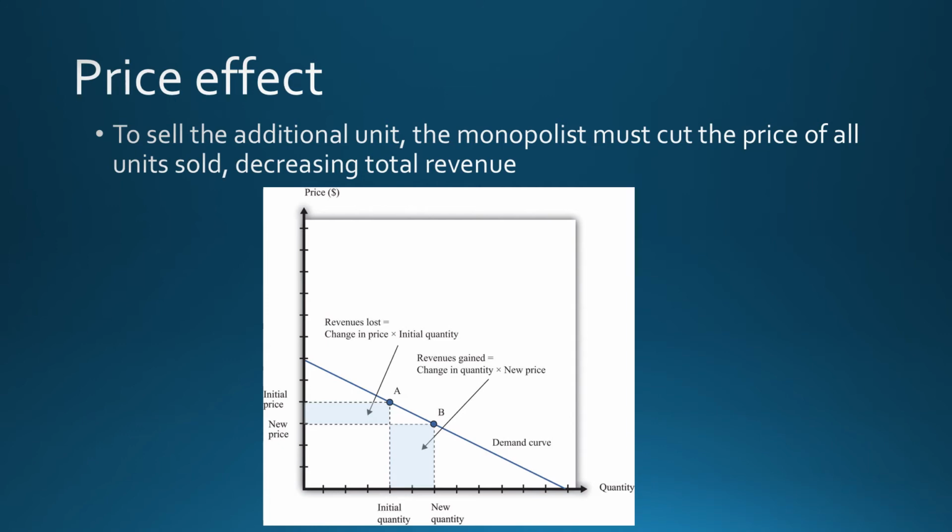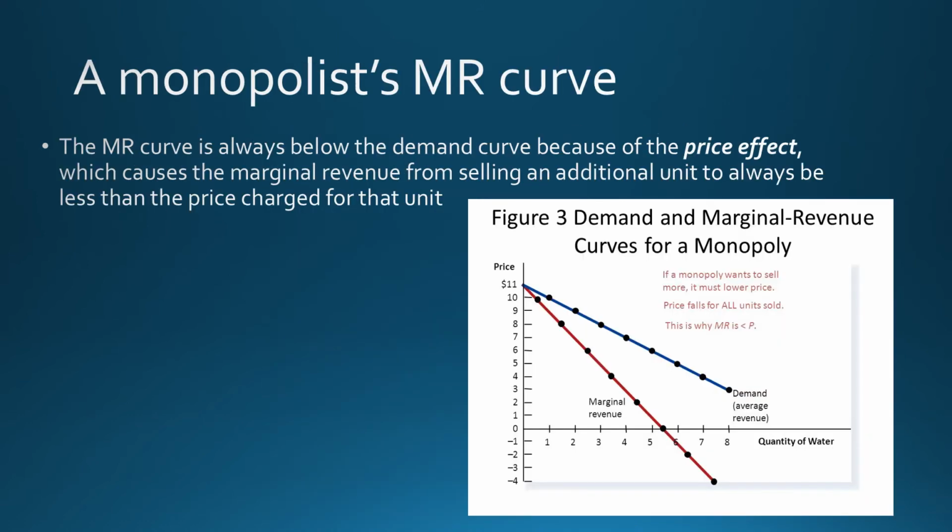Because at lower price, they sell more, so they gain total revenue. So depending on which one of these is stronger is going to influence where they want to be producing. So again, keep in mind that they face both a price effect and a quantity effect. Alright, so what does the monopolist's marginal revenue curve look like?